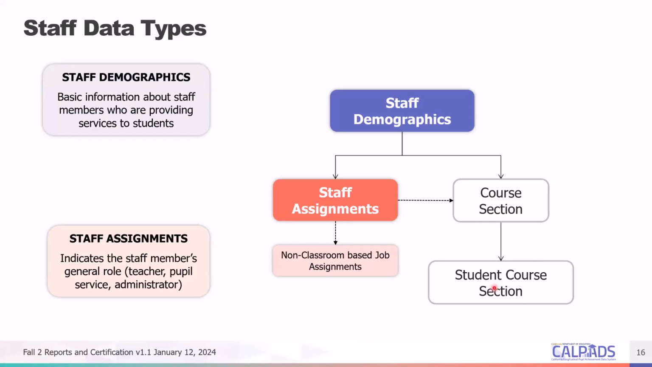Okay. And then once you have reported the courses, of course, we have the student course section, which reflects the roster of students enrolled in the classes. This is important if you are tracking EL students and the services that they are receiving.